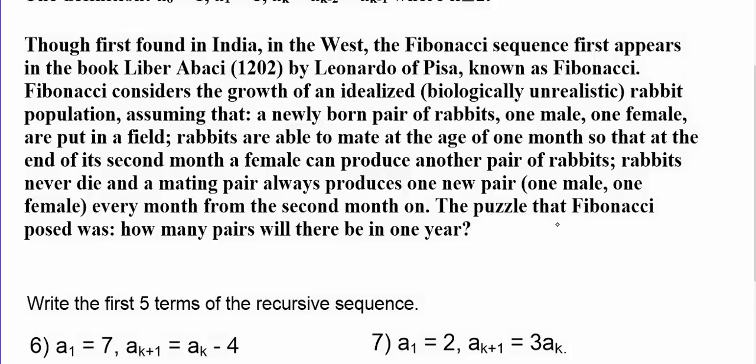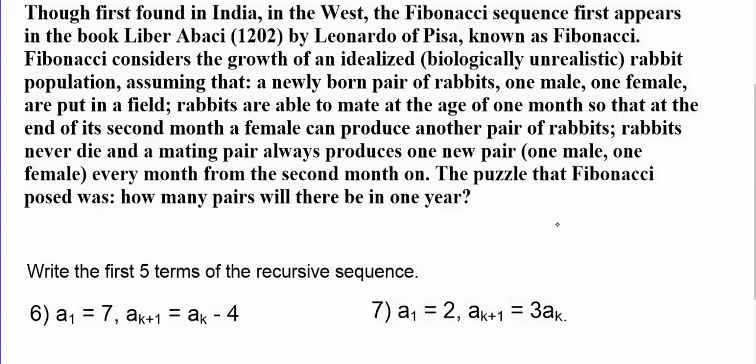So rabbits will never die. Again, we're saying idealized here, not realistic. And a mating pair always produces one pair that involves a male and a female every month from the second month on. And the puzzle that Fibonacci posed was, how many pairs will there be in 1 year? Now, when you can get over the fact that this family tree of rabbits is not forking, we can actually think about this mathematically. So let's think about it this way.